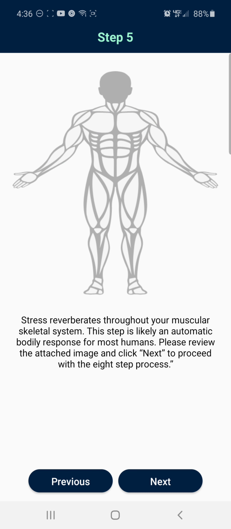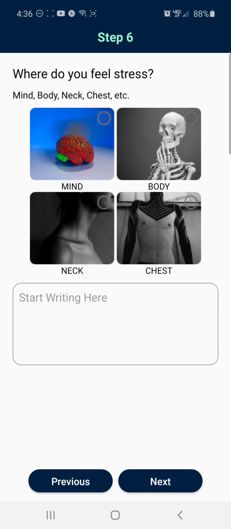The next step is that stress is an automatic step. Like the third and fifth steps are mostly automatic. Stress reverberates throughout the mind and body. That's how we treat it. So it goes to his brain first, then his muscles and tendons. The next step is, where do you feel this stress? He feels this stress somewhere in his body. Let's say he feels it in his chest. We write it down here.